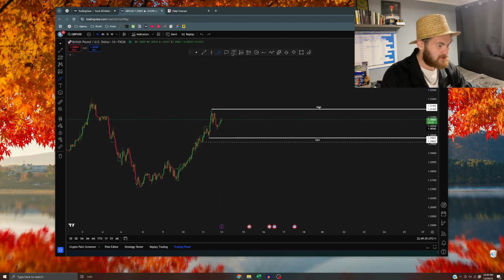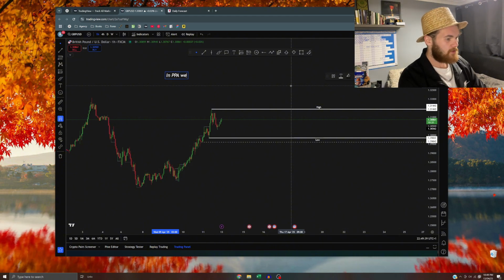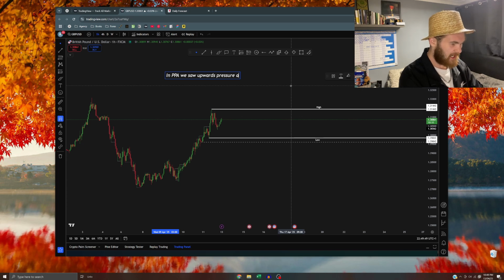So what I'm going to do is then write down in price action we saw upwards pressure, and then started to break and retrace.